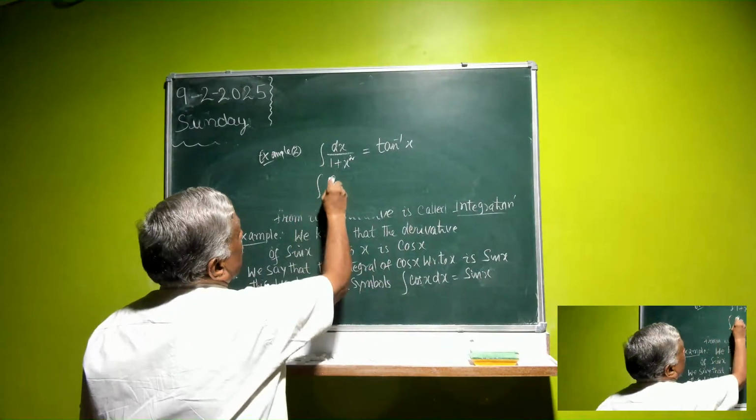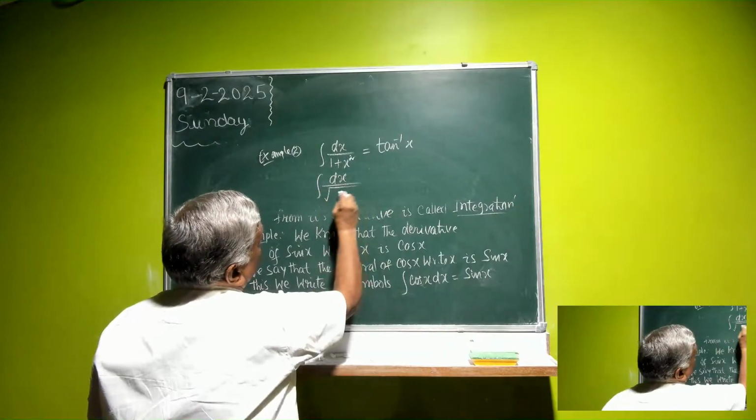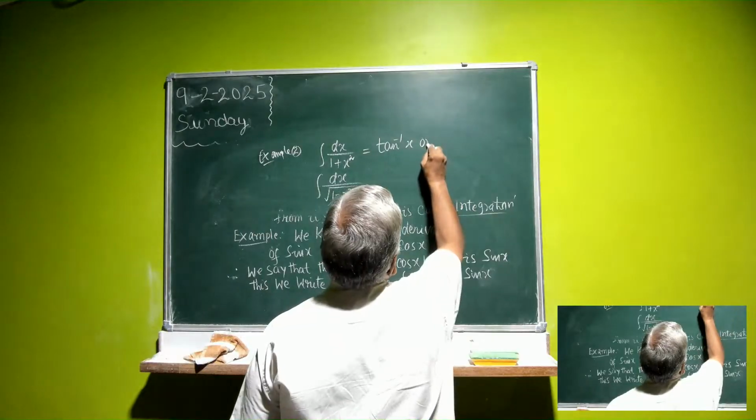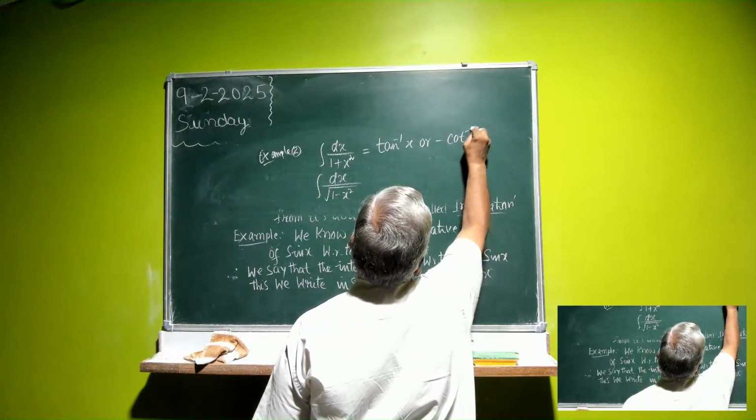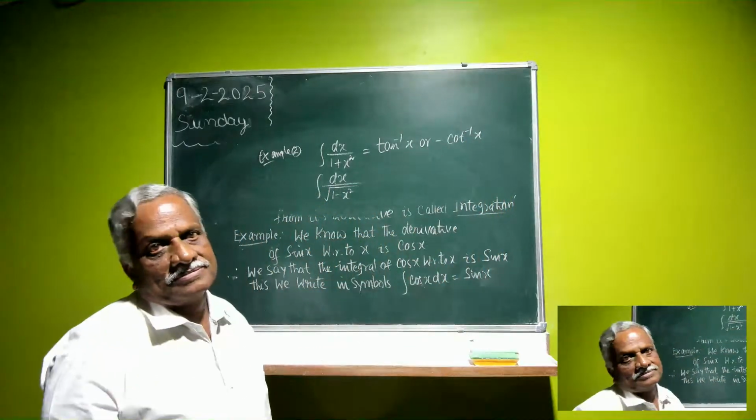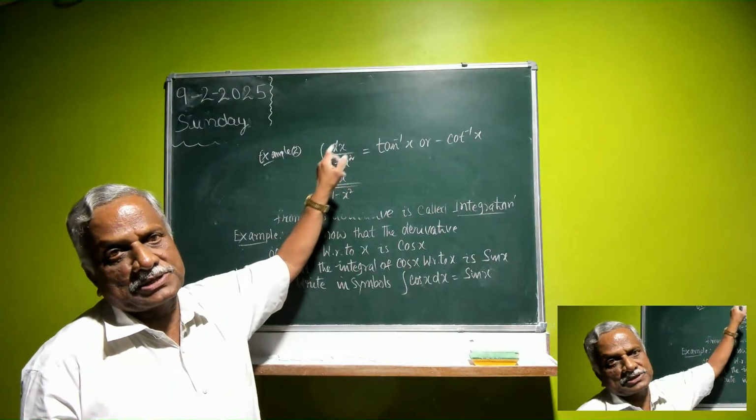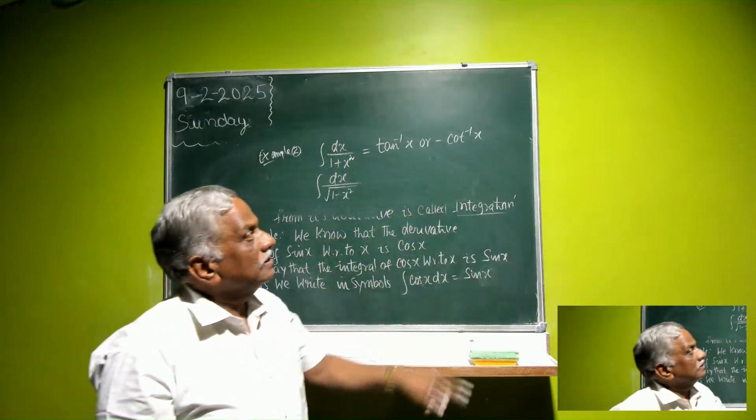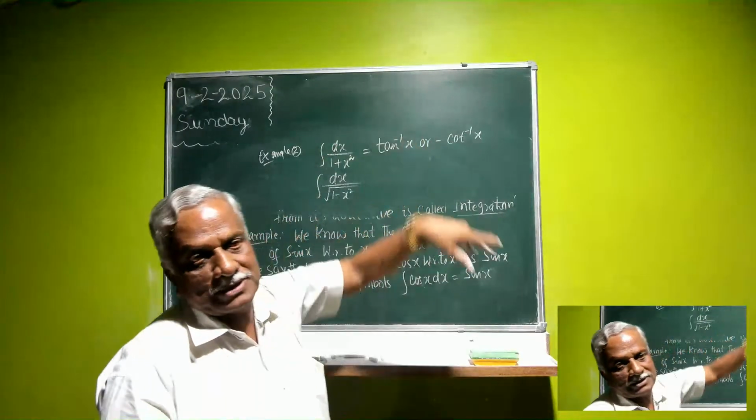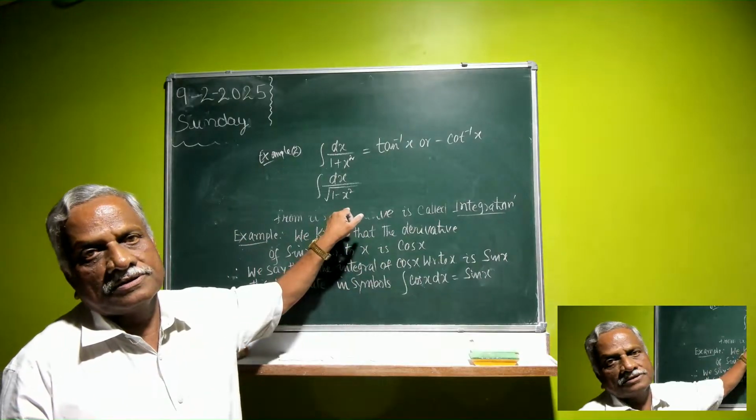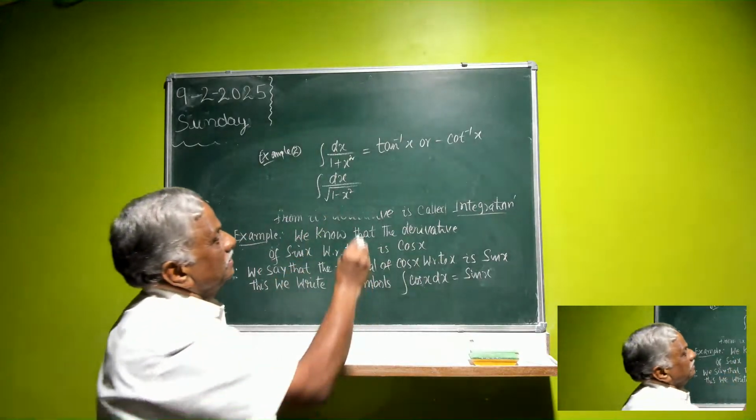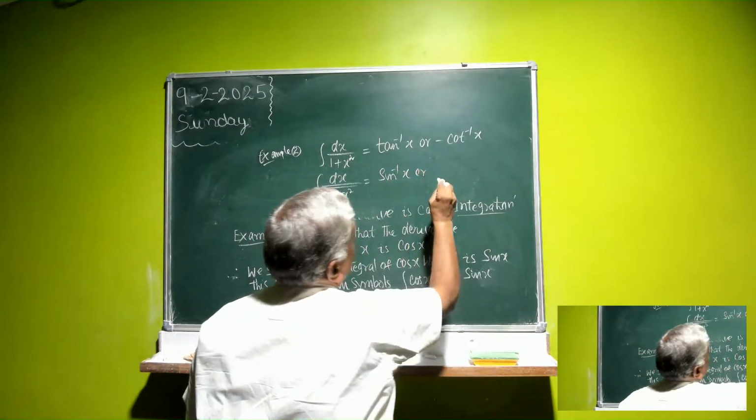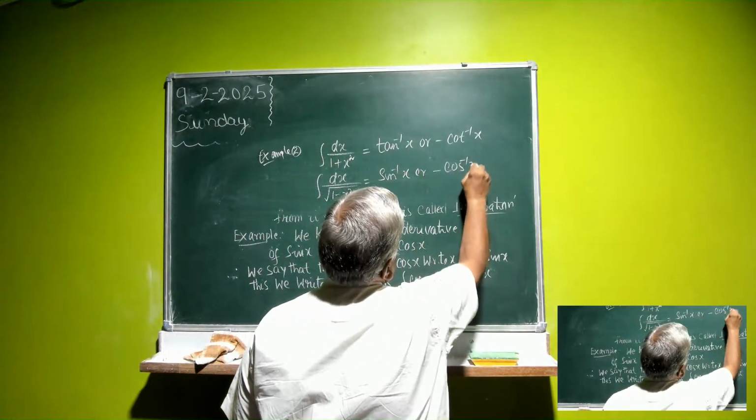Supposing I write dx over root of 1 minus x square. Some students say, sir, it is minus cot inverse x also. Yes, equally true, because the derivative of tan inverse x is 1 over 1 plus x square, and cot inverse x is minus of 1 over 1 plus x square, so minus cot inverse x gives plus 1 over 1 plus x square. So you can guess the answer for this. This is sin inverse x, or you can say minus cos inverse x.